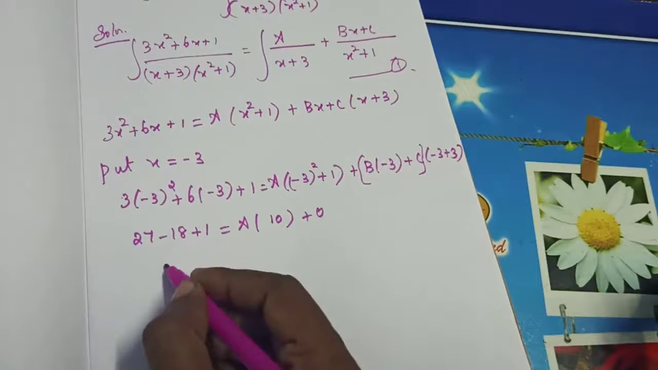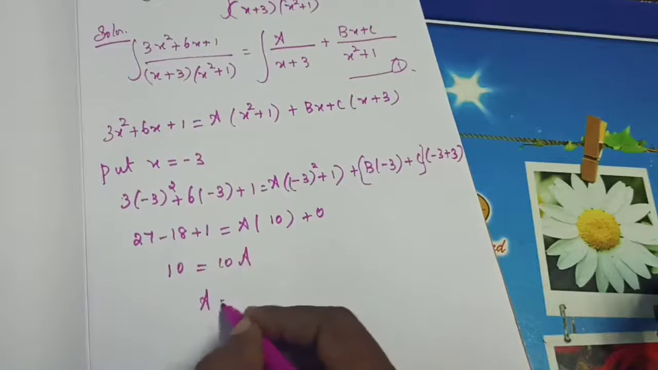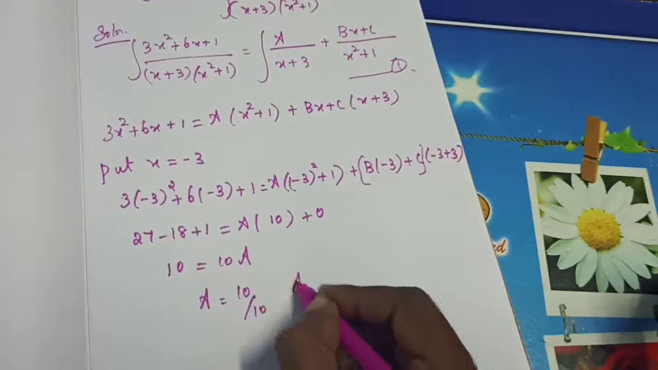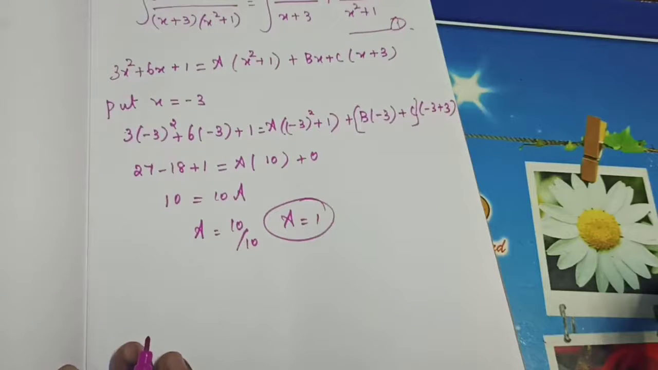28 minus 8 is 18, that means 10. 10 is equal to 10a. So what's the a value? 10 divided by 10, a is equal to 1. Now you got the value a equal to 1.